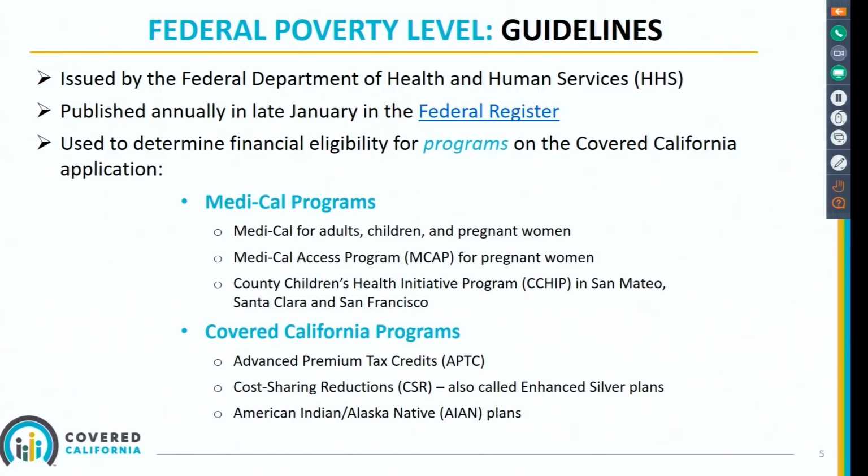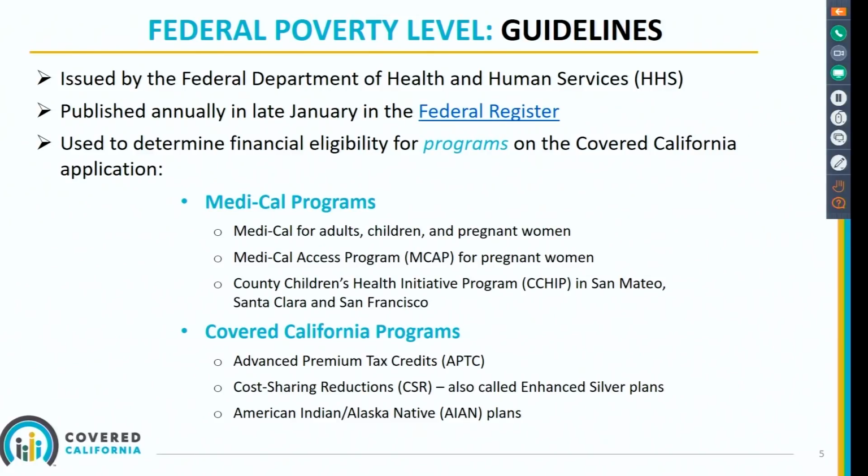They're in two categories with the sub-programs listed beneath. So we can think about the application as looking at financial eligibility for Medi-Cal programs on one hand and Covered California programs on another. And the specific programs under the main program categories are Medi-Cal for adults, for children and pregnant women. There's a separately administered program for pregnant women called Medi-Cal Access Program, or MCAP. And then for kids in San Mateo, Santa Clara, and San Francisco, there's an additional program called the County Children's Health Initiative Program, or CCHIP.